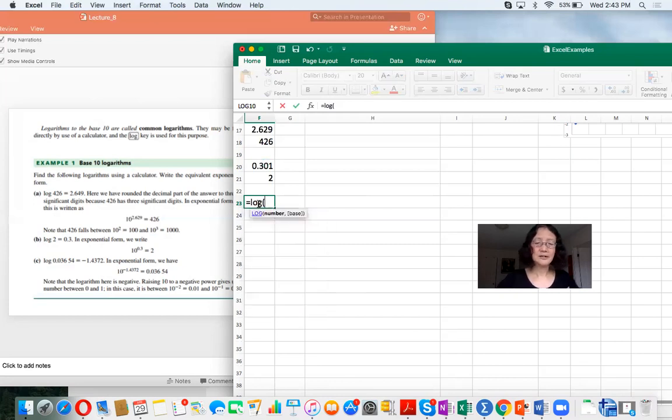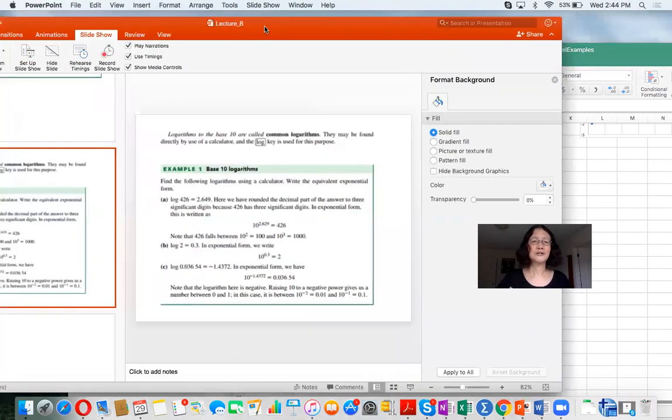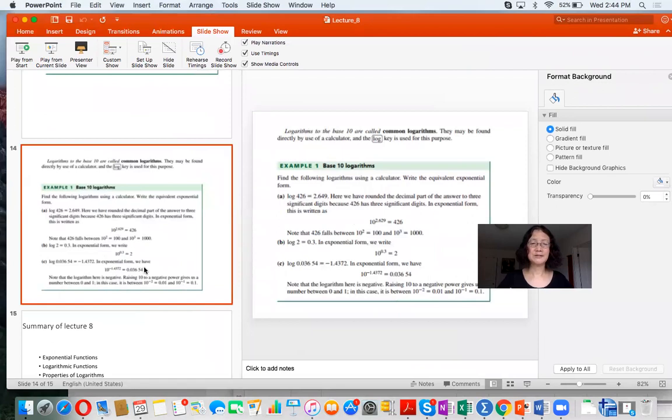Log of 0.03654. Oh, I missed the 10, log 10. So you get negative 1.437. How do we verify? 10 raised to power this number must be equal to 0.03654. Okay, this one here. All right, so this is the base 10. Okay.